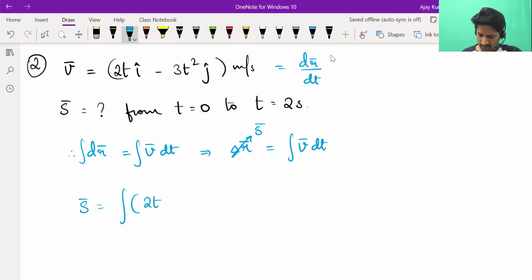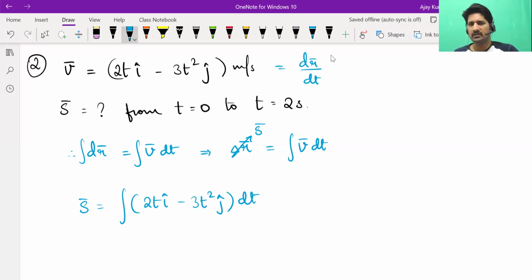Velocity is 2t i cap minus 3t square j cap. I'm not writing the units. dt. You can split this into two separate integrals. And last class we solved some questions based on differentiation. And there we took i cap and j cap as constants because they are.